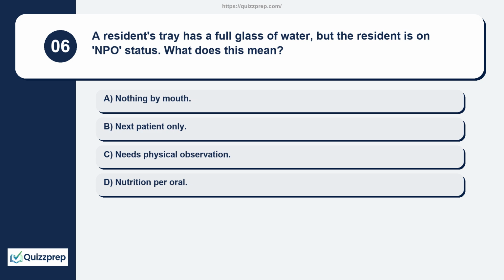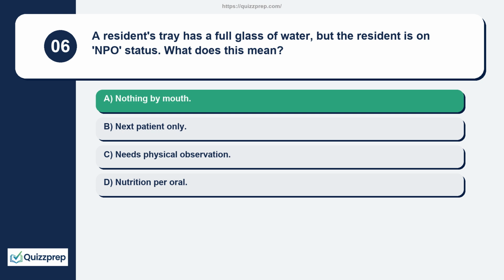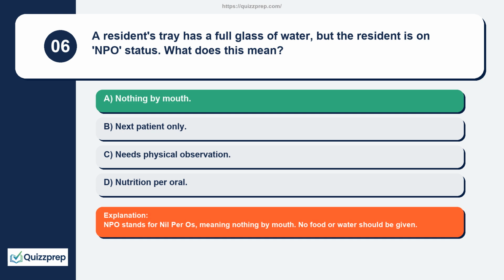Question 6. A resident's tray has a full glass of water, but the resident is on NPO status. What does this mean? Nothing by mouth. Next patient only. Needs physical observation. Nutrition per oral. NPO stands for nil per os, meaning nothing by mouth. No food or water should be given.